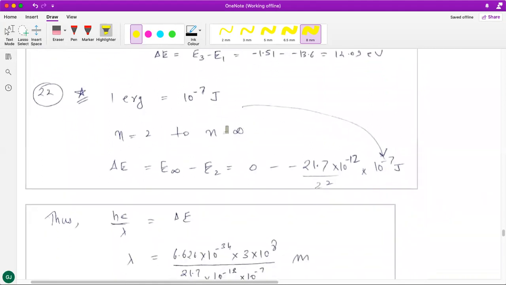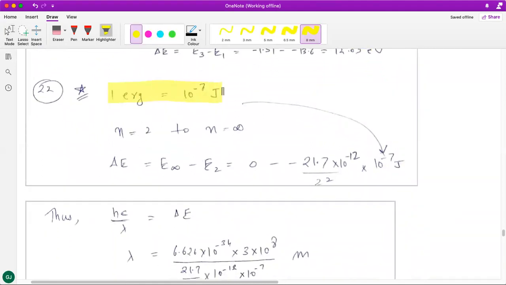In the 22nd question, erg is being mentioned, which is another unit of energy. This is the CGS unit of energy, and the interconversion between erg and joule, joule being the SI unit of energy, is simply as I have highlighted in front of you. 1 erg is 10 raised to the power of minus 7 joule. Now, since the question talks about the energy level of electrons in terms of erg, we'll quickly multiply by this factor to convert into joules.